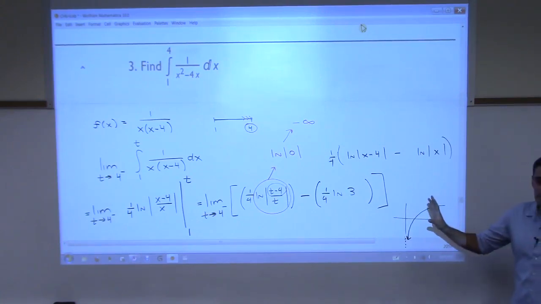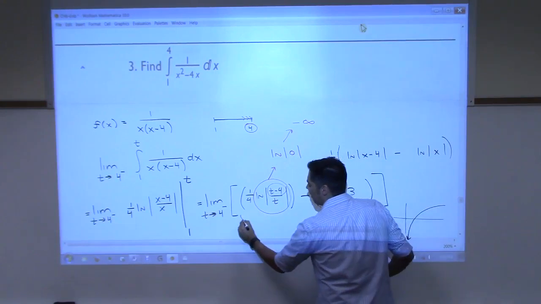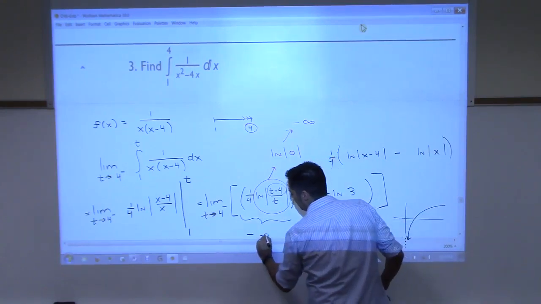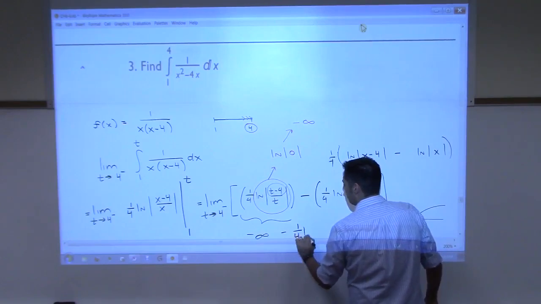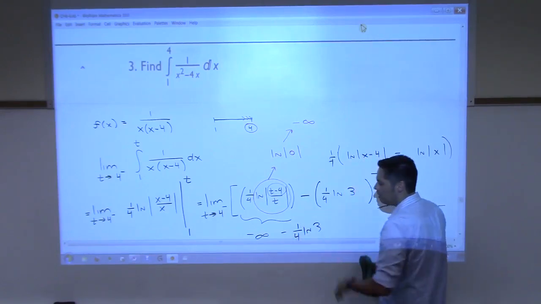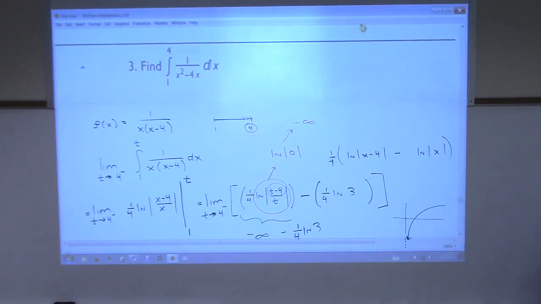All right, so this one, 1/4 times negative infinity. This whole thing right here is headed to negative infinity. And then here, who cares? -1/4 times natural log 3. That's just a number. It's going to become a big negative number that diverges.